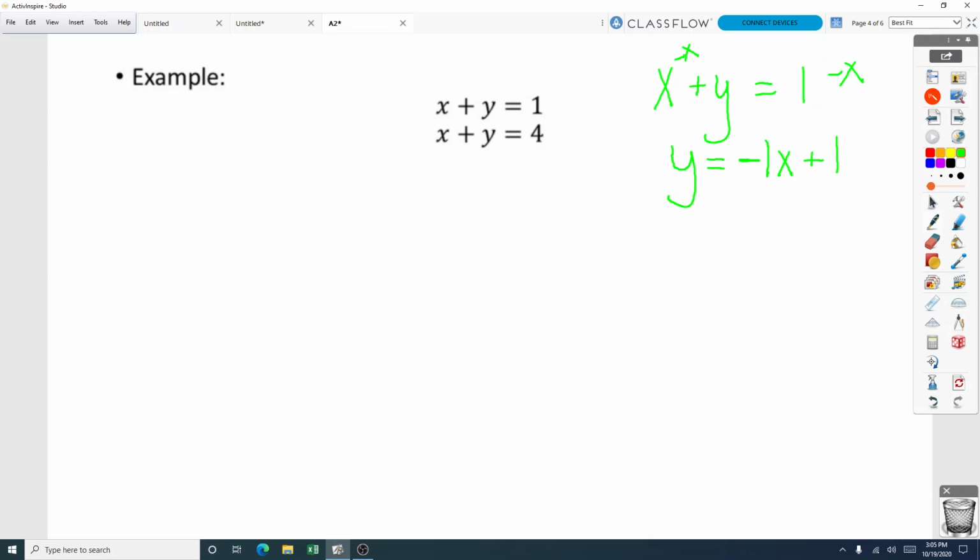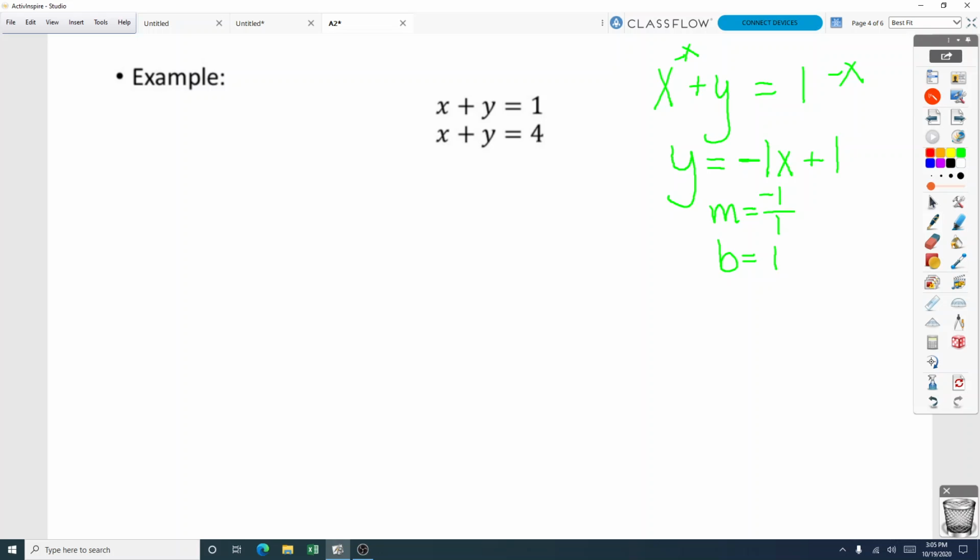Okay, so I need to know my slope and I need to know my y-intercept. So Rex, what would my slope be? Negative 1 over 1. Good. And Pfeiffer, what's my y-intercept? 1. Good. Okay, so there's my first line.